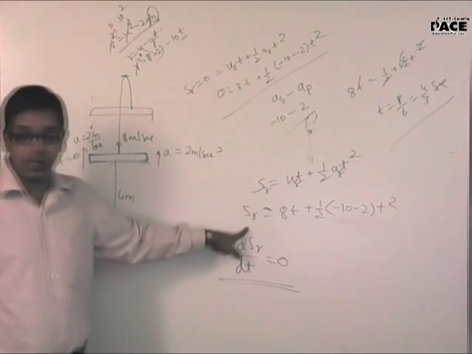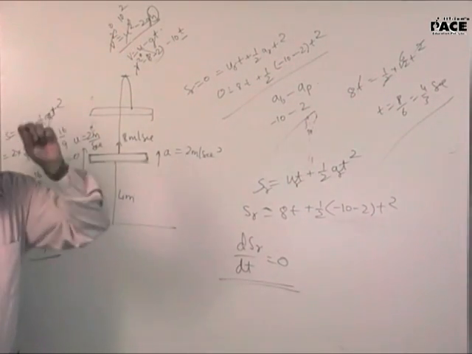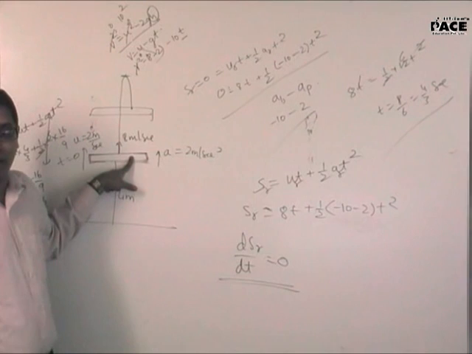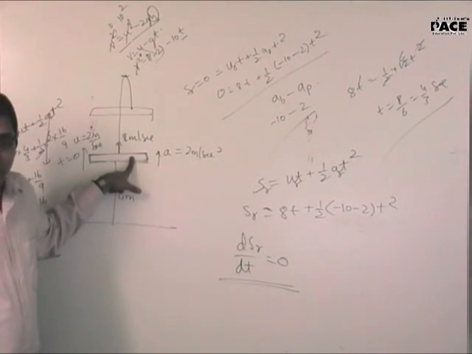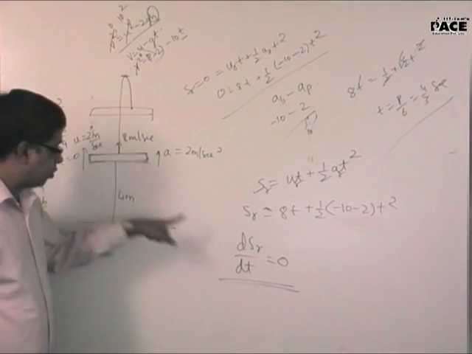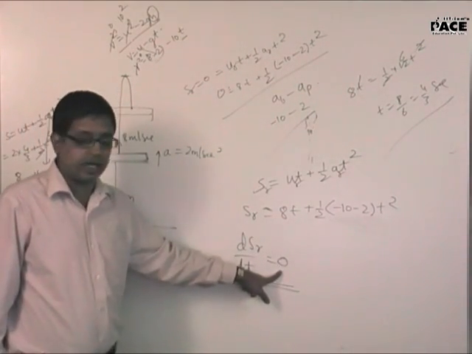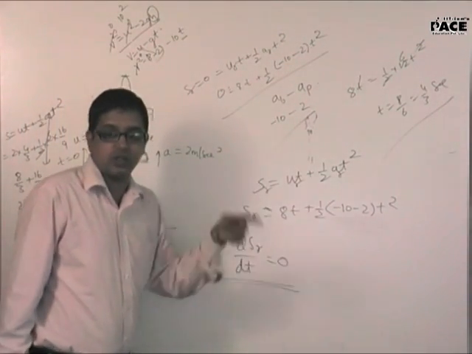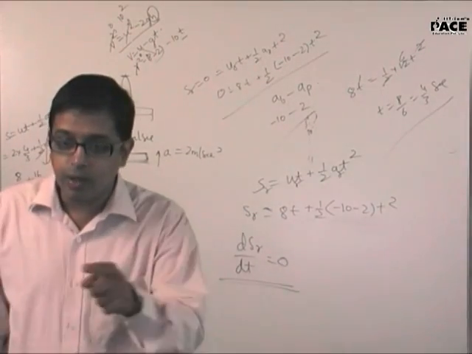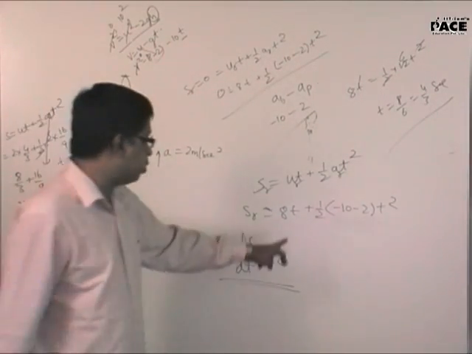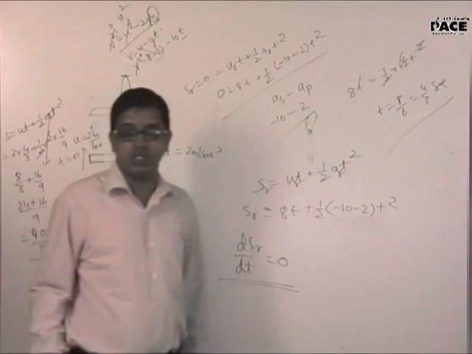This is relative displacement. Relative displacement means displacement of the body with respect to the platform. So if this is maximum, how do you get the condition for maximum? Differentiate this with respect to time and equate it to 0. You will get that time. So resubstitute that time here, and you will get the maximum displacement.